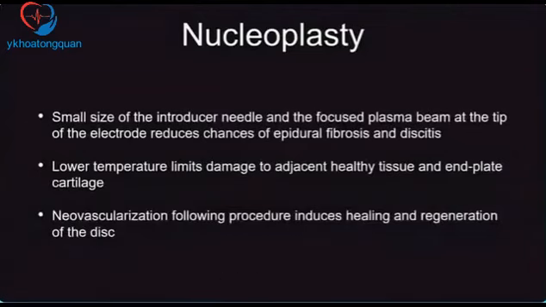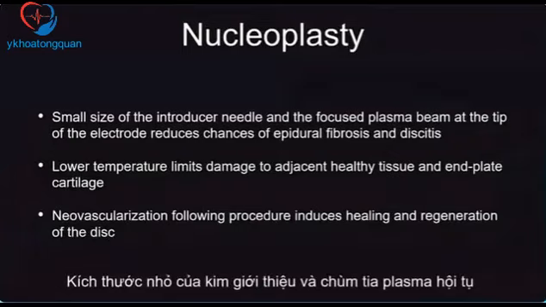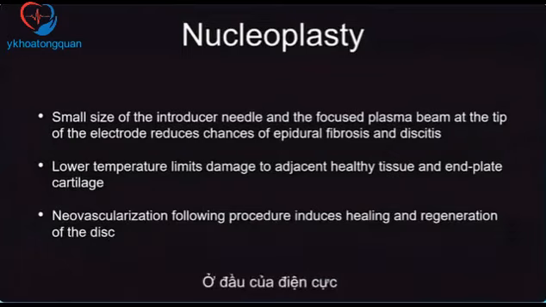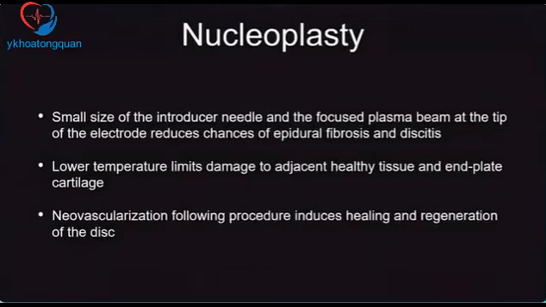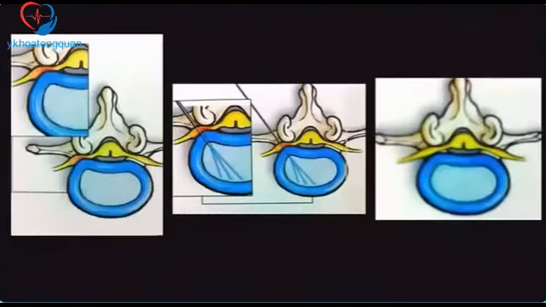So in summary, we like nucleoplasty because the tissue destruction is controlled and sufficient. The small size of the introducer needle and the focused plasma beam at the tip of the electrode reduces the chances of epidural fibrosis and discitis. The lower temperature limits damage to the adjacent healthy nuclear tissue as well as the end plate cartilage. Neovascularization following the procedure induces healing and regeneration of the disc.